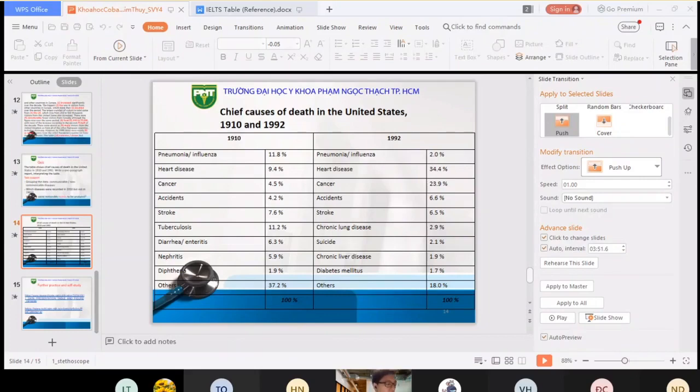Okay, so class, let me help you here again. Instead of using chief causes of death, you can say primary reasons which led to the death of American citizens or American people, right? So you don't repeat the United States, but you use American people. That's it.